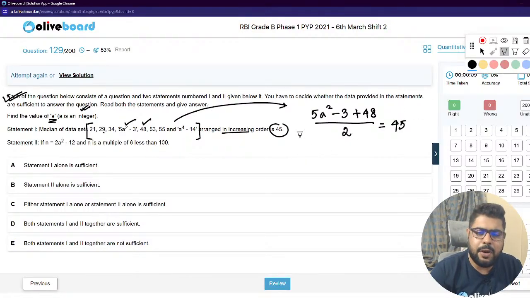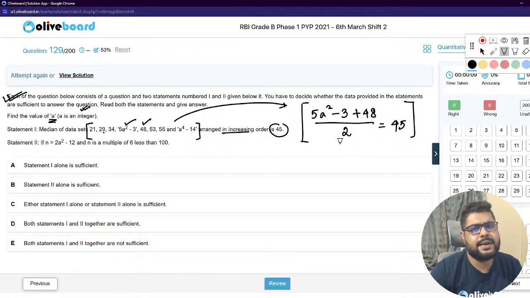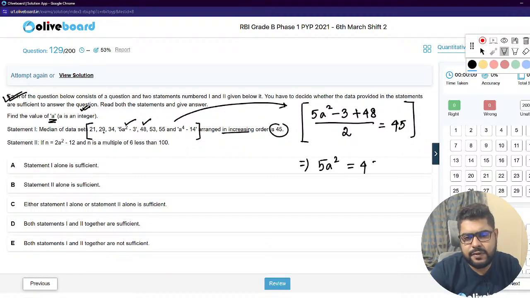Sir, there is one simple problem in this case. Sir, a squared. So whenever we get to the answer, let me just show you. Sir, 5a square, so this is plus 45. This is 45 into 2 minus. So this is 45. So a square becomes 9.